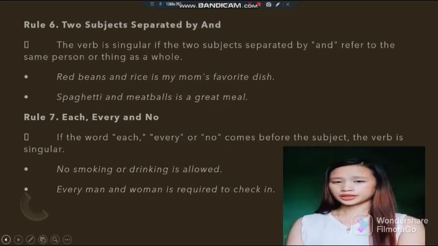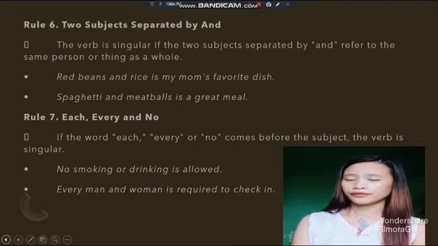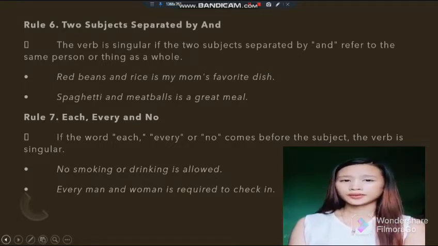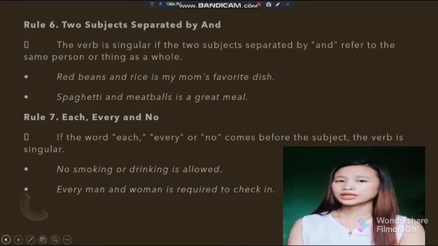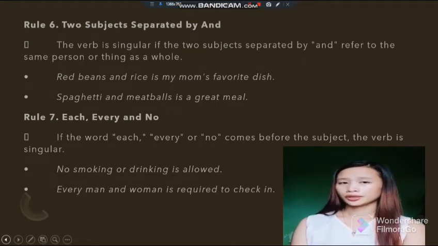Rule number 6, two subjects joined by and. The verb is singular if the two subjects joined by and refer to the person or thing as a whole. Example number 1, red beans and rice is my mom's favorite dish. Example number 2, spaghetti and meatballs is a great meal.